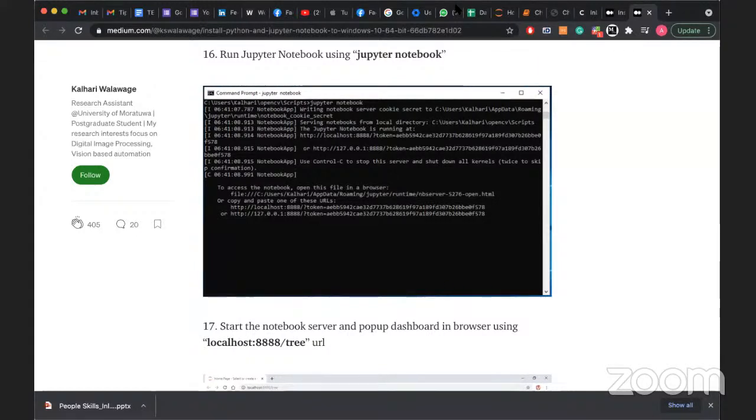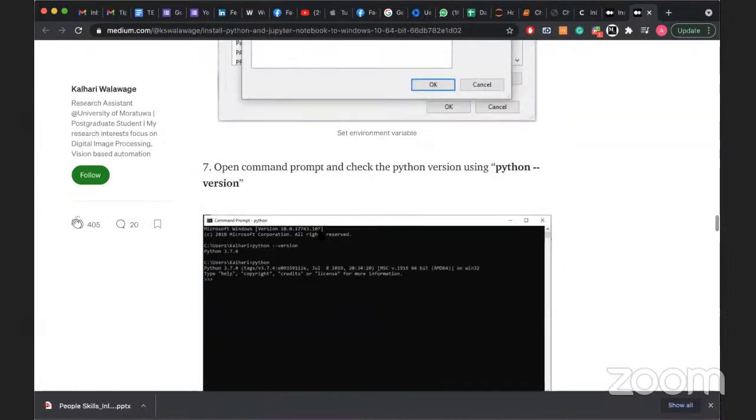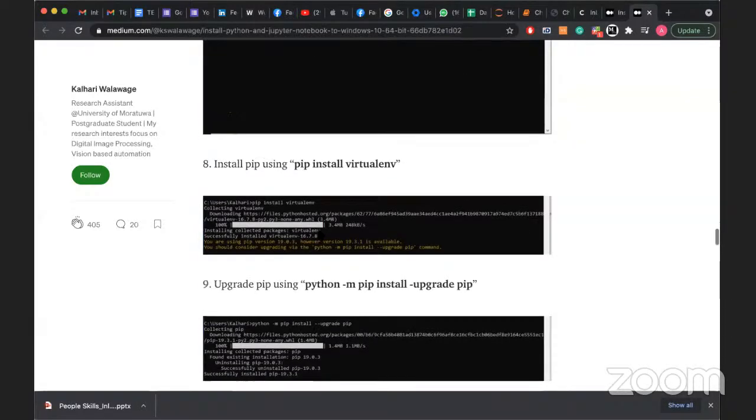Those of you who've just come in, please click on this Medium link. You have Python already installed, so start from this part of the page, which is from step number 7. Since you already have Python installed, start from step number 7 and start installing Jupyter Notebook through a series of commands.